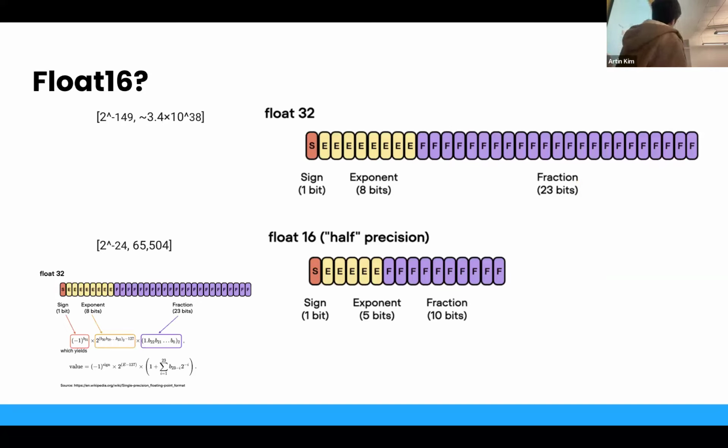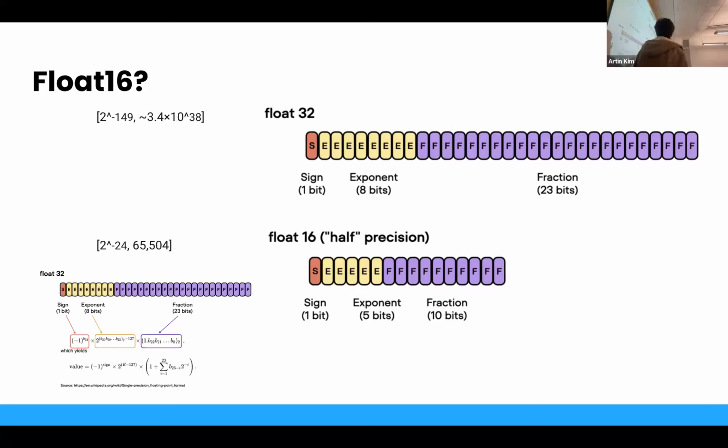Again, it seems simple, just make them smaller, but what you're doing is compressing the range of numbers by a decent amount. Look at this. This is 2 to the negative 149, which is like 0.000 with 40-some zeros and a 1, right? Up to like 10 to the 38. And if you go down to float16, you go up to only about 65,000, and down to roughly 10 to the negative 8. So you are reducing precision by a lot.